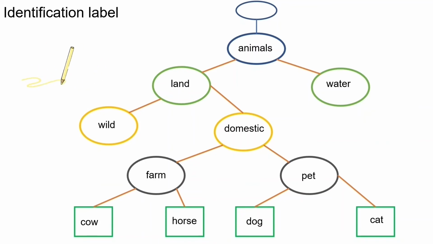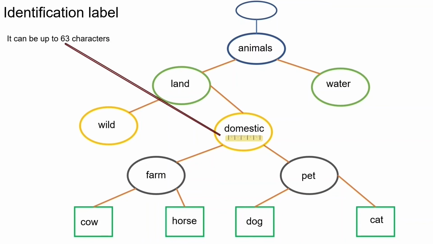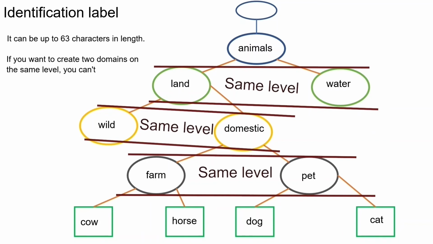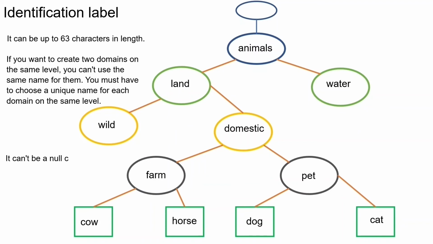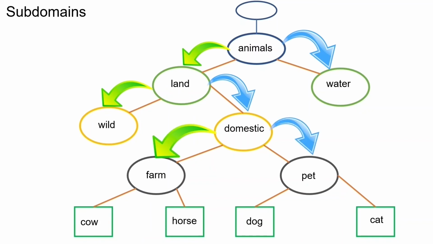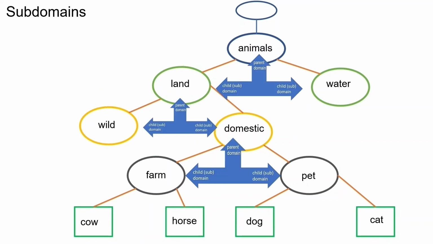An identification label is the name of a level in the hierarchy. There are some rules for it. It can be up to 63 characters in length. If you want to create two domains on the same level, you cannot use the same name for them. You must choose a unique name for each domain on the same level. It can't be a null character. A null character is reserved for the root domain. You can create multiple levels of domains. A domain that is a child of another domain is called a subdomain.